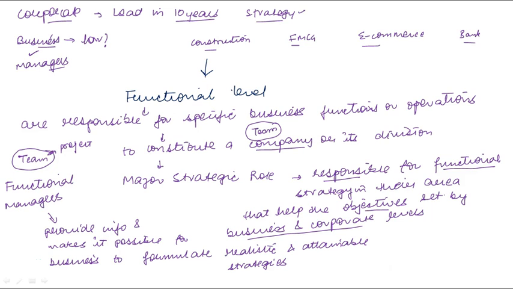Now, each and every time, the strategy is adopted by these two topmost levels. If they make the strategy, it's the functional manager who provides the information and makes it possible for the business, so that those strategies are attainable. We can achieve the strategies made by the top two levels. So what happens? The corporate level makes the strategy. After that, the business level translates it into a general statement so that it can be applied to business number one, business number two, business number three, and so many.